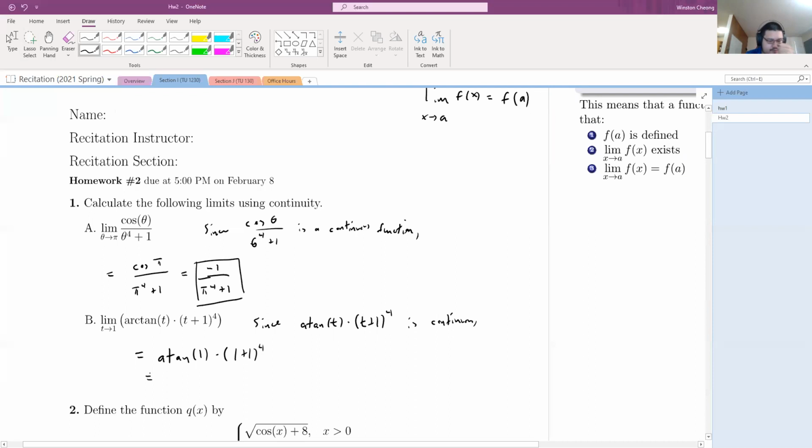And so who can tell me what arctangent of 1 is? Like, who can evaluate this, or reason through it? Nobody? Okay. So, yeah, a little side calculation.